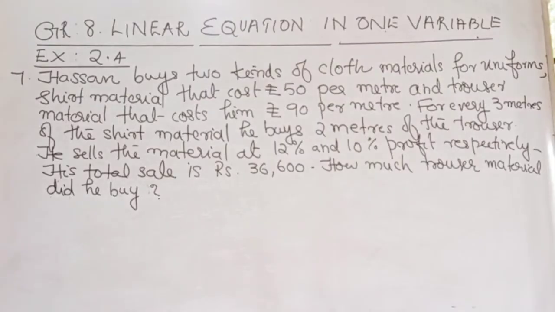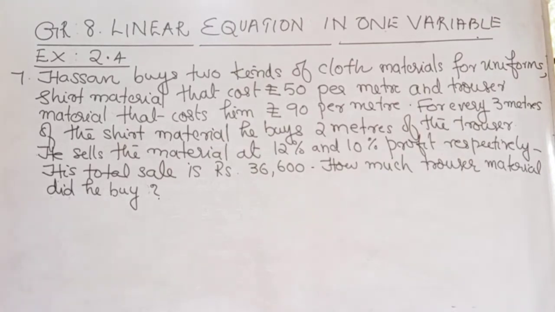We are discussing question number 7, Exercise 2.4, linear equation in one variable, grade 8. Hassan buys two kinds of cloth materials for uniforms: shirt material that costs rupees 50 per meter and trouser material that costs rupees 90 per meter. For every 3 meters of the shirt material, he buys 2 meters of the trouser. He sells the material at 12% and 10% profit respectively. His total sale is rupees 36,600. How much trouser material did he buy?